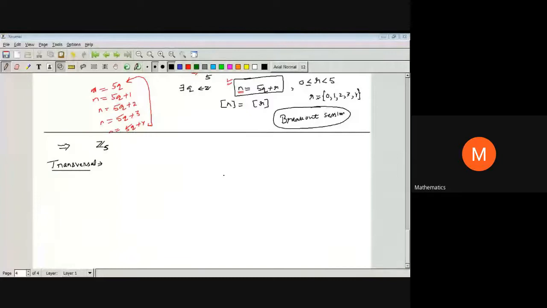Yes. Anybody who gave them one question during the breakout session? They discussed multiples of 6. Yes, sir. Try to make the equivalence class of multiples of 6.